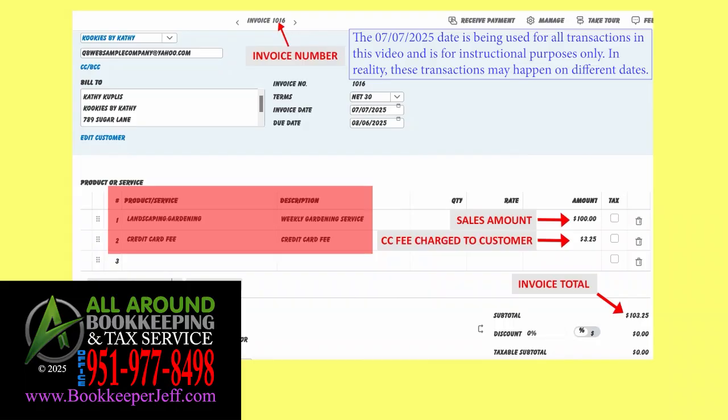Of course, now you want to make sure in your product and services you have the landscaping or whatever the sales account is. And then you want to make sure you have a credit card fee added to your product and service as a service. If you don't have one, you'll need to add one. Your sales amount of $100 is showing. Then the credit card fee that you charge to the customer is $3.25. So that's your invoice total of $103.25, which we've seen on the previous screen.